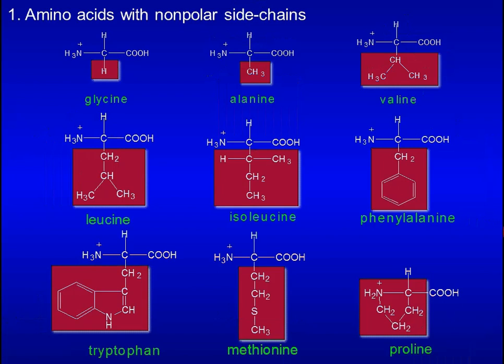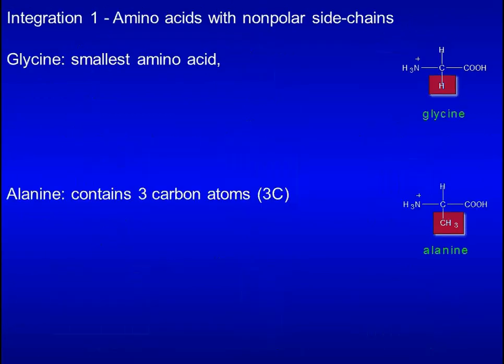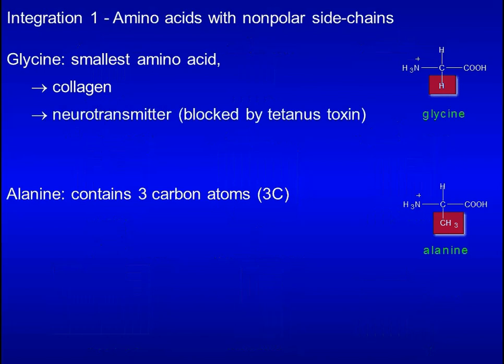Based on the molecular weight, the smallest amino acid is glycine, and the largest amino acid is tryptophan. Let's take a closer look at these amino acids. Glycine is the most abundant amino acid in collagen. Glycine is also a neurotransmitter, specifically an inhibitory neurotransmitter. Release of this neurotransmitter is blocked by tetanus toxin, leading to spasm.